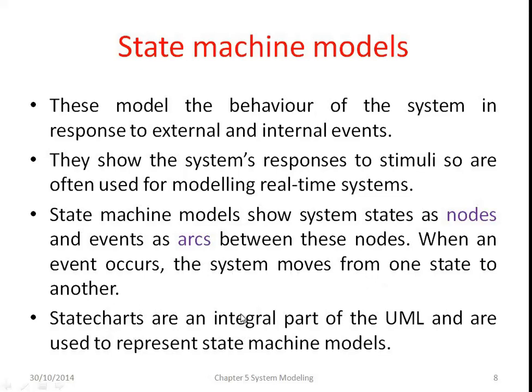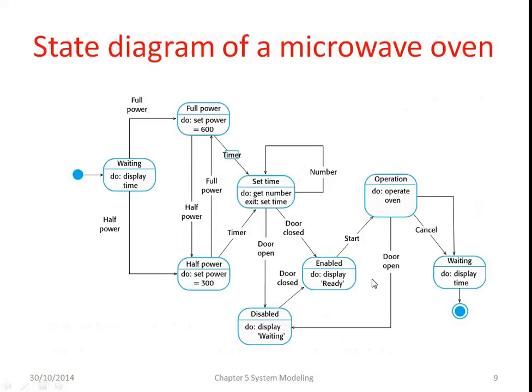When an event occurs, the system moves from one state to another state. State charts are an integral part of the UML and are used to represent state machines. Here the state diagram of a microwave oven system is shown. From input, it goes to waiting or to display the temperature, whether it's half power or full power. Suppose it is full power, set power equal to 600 and display 600; if it is half power, display 300. Set the time, get number, door close.